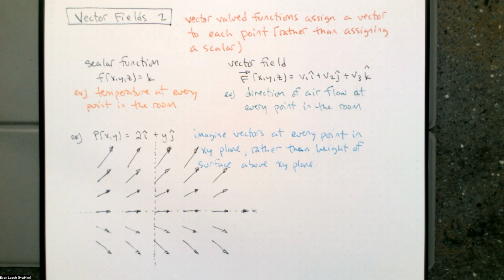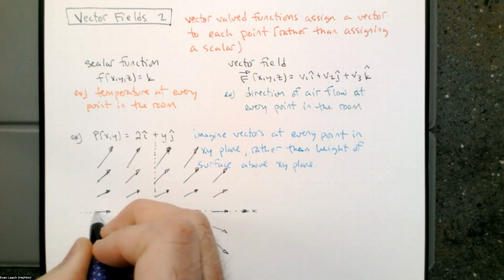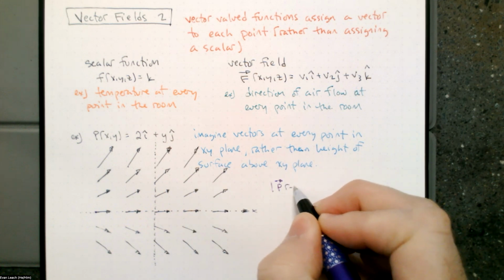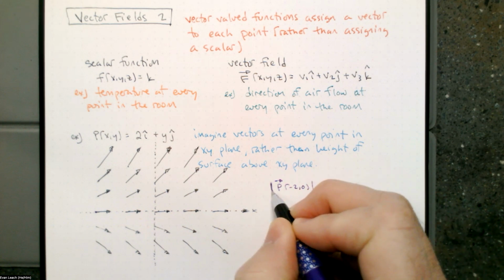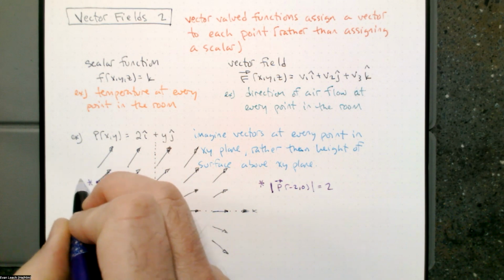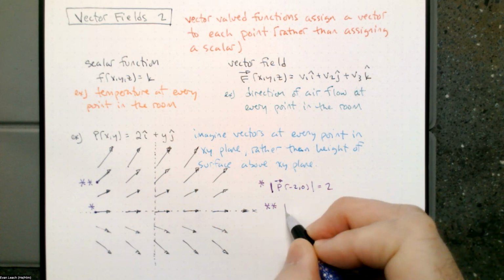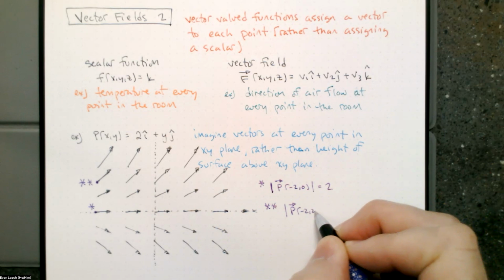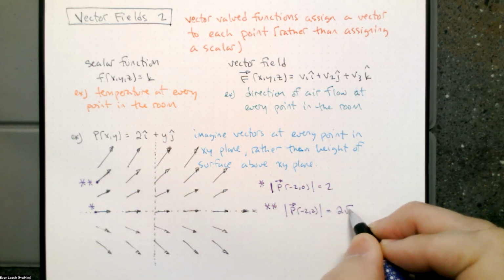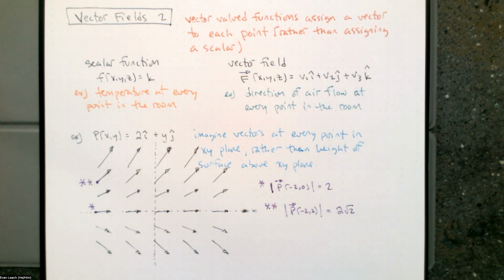So the magnitude of this vector at -2, 0 is 2. But up here, the magnitude of the vector at -2, 2, this one's going up at a 45-degree angle. So it's 2 in the x and then 2 in the j is going to be 2 times the square root of 2. So it's a little bit longer. So length is determined by both components. Direction is determined by both components.